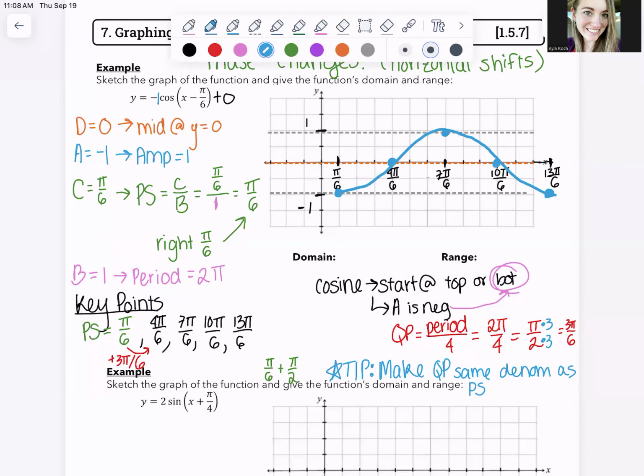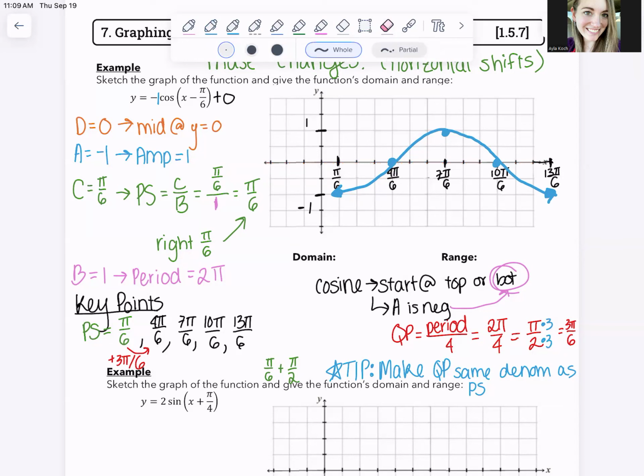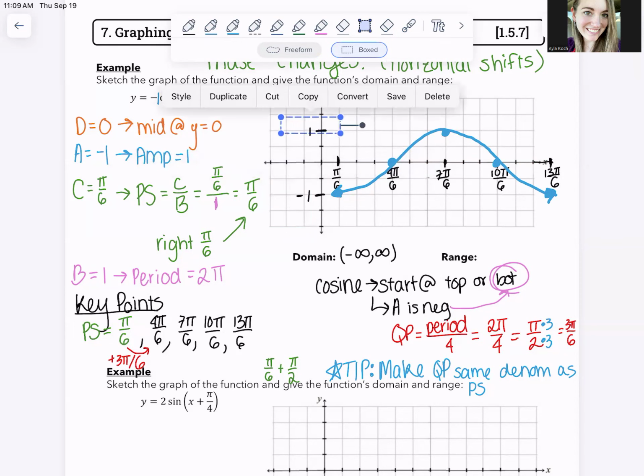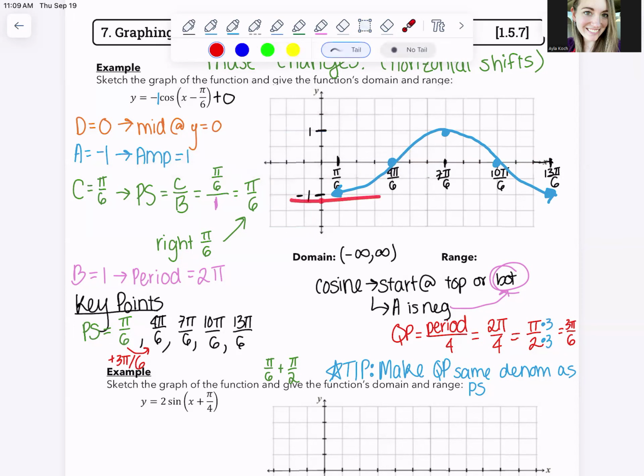There it is. Beautiful. And I can just kind of erase these lines. And I have a beautiful graph right there. The domain on all of these, negative infinity to infinity, and the range, the bottom is -1. I don't know why this -1 is down so low. The range is going to be -1 to +1.